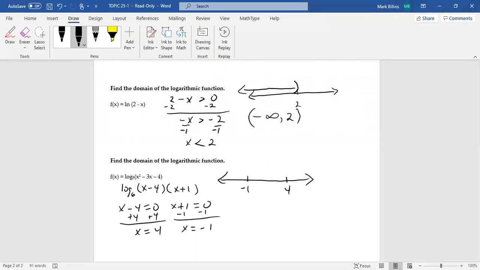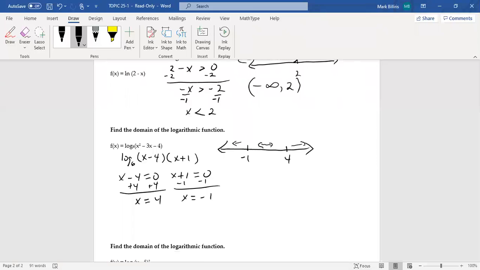So we're going to look at 3 different regions. One region, we're going to look at the values that are less than negative 1. We're going to look at the values that are in between negative 1 and 4. And we're going to look at the values that are greater than 4. Now remember, we're interested in the product being positive. So when we plug any of these values into our argument, the product has to be positive.